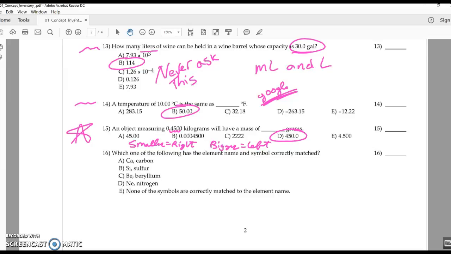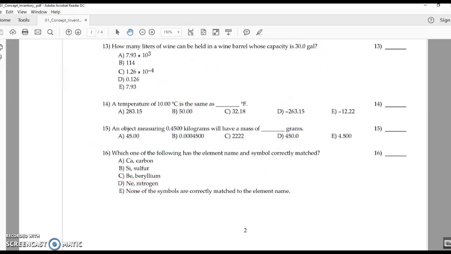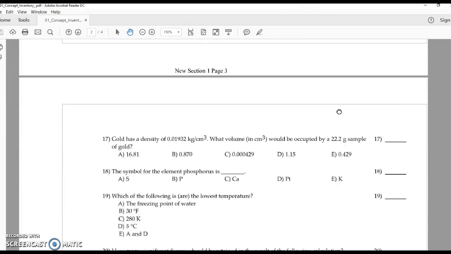Which of the following element names and symbols are correctly matched? Ooh, that's correct. Find your periodic table and start getting familiar with it. We're going to use it quite a bit. All right, moving on. Line improvements.